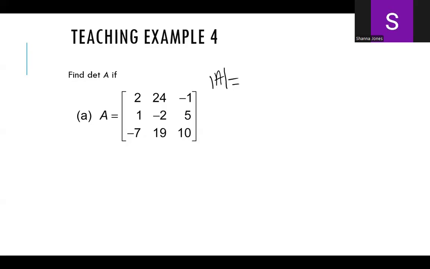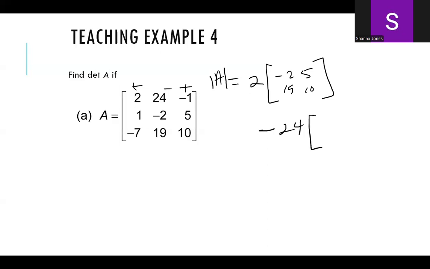Okay. So for your setup, your first element was 2. After eliminating its cofactors, you should have had -2, 5, 19, and 10. Okay, remember plus, minus, plus. So now we have minus 24. After eliminating its cofactors, we're left with 1, 5, -7, and 10. And then our last element was plus, -1. After eliminating its cofactors, you're left with 1, -2, -7, and 19.